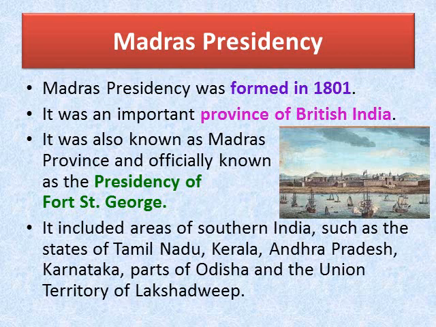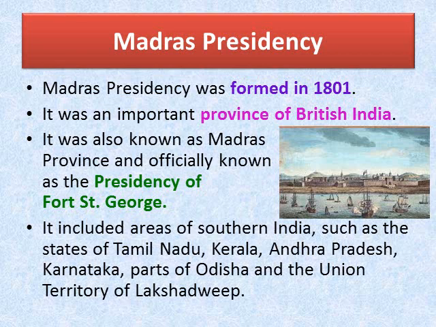P-R-E-S-I-D-E-N-C-Y, presidency. A presidency is an administration or an executive, or the collective administration and government entity that is existing around an office of president of a state or a nation. So children, the Madras Presidency, or the Presidency of Fort St. George, also known as Madras Province, was an administrative subdivision of British India. So Madras Presidency was under the control of the British. It was a region ruled by the British.